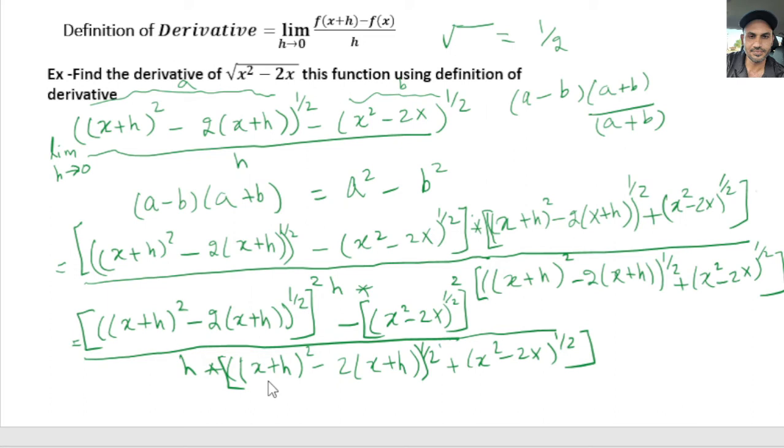I'm going to simplify it further. So give me a minute, I'm going to go to the next screen on that. So when we take the squares of this term, let's go to the next screen and write it again. So we have, I'm going to write it again.